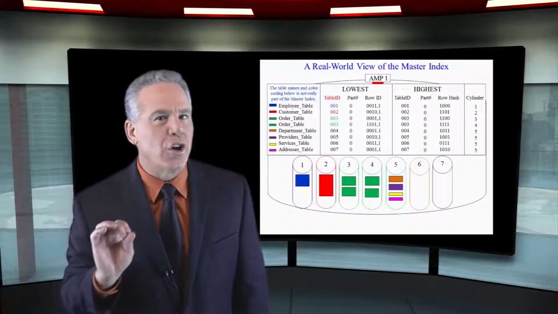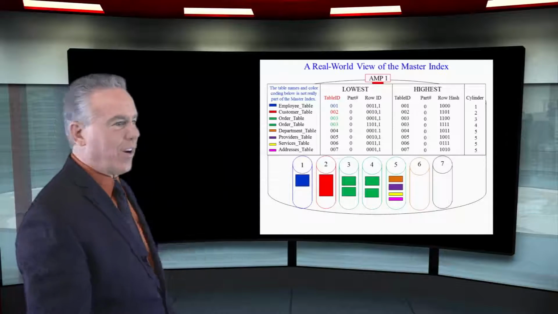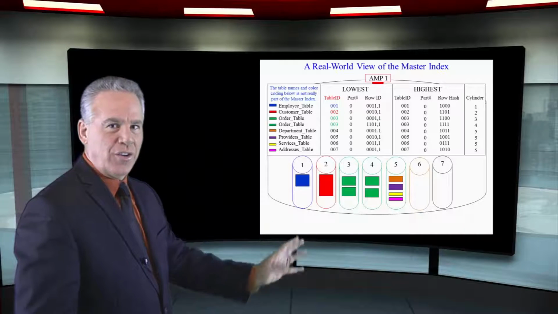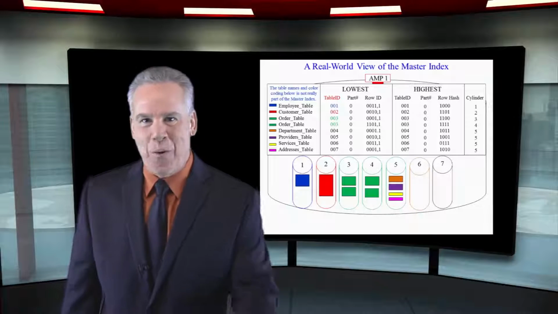So now I've color-coded this for you again. As you can see, we've got all our tables listed there. We've got all the colors on the cylinder. But remember, that's not really there. Then you actually have the real master index, table ID, lowest row ID, highest row hash, and then the real guts of it all. What cylinder am I looking for?